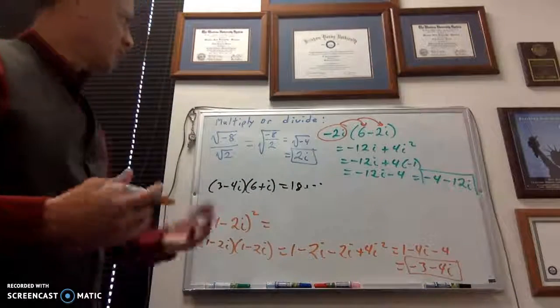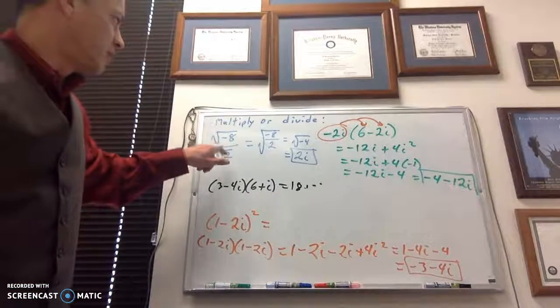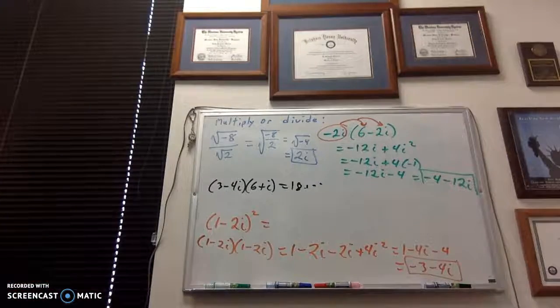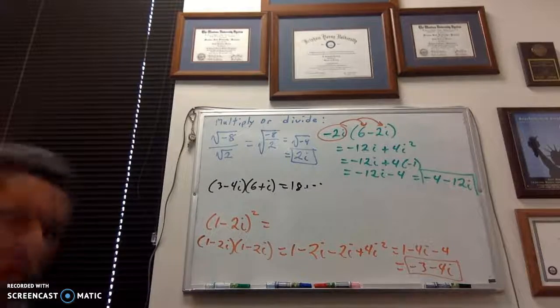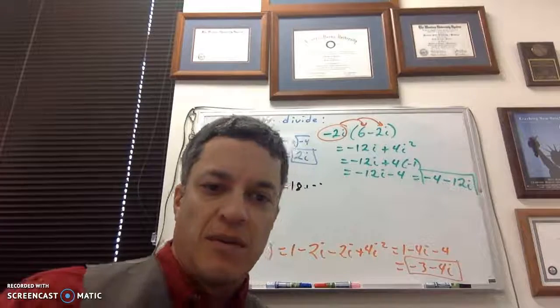Alright, so that's how you would multiply and divide complex numbers if you have a monomial type situation in the denominator. More on dividing complex numbers in my next video.